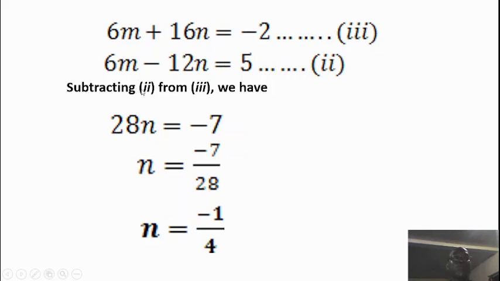Next, we subtract equation 2 from equation 3 to mean 6m minus 6m is equal to 0, and 16n minus minus 12n will give us 28n. On the right, 2 minus 5 will give us minus 3. So we divide both sides by 28. So n is equal to minus 1 over 4. Remember, you are looking for x and y, not n. So keep n equal to minus 1 over 4 intact until you get ready to use it.